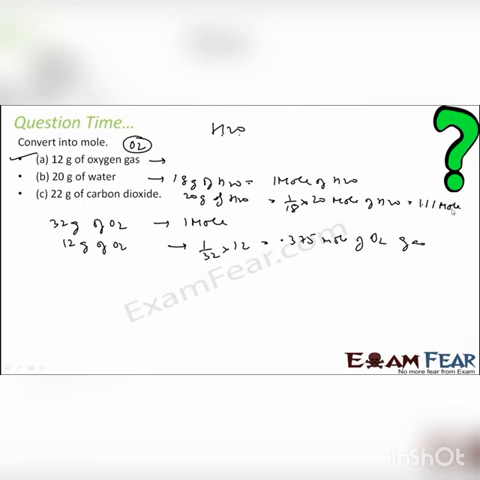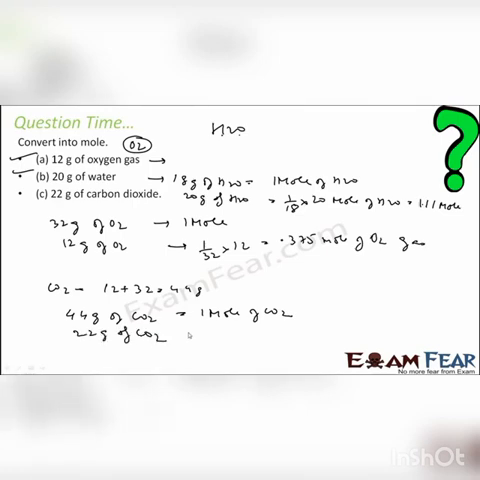And you solve this, this is 1.11 mole. Next is 22 gram of carbon dioxide. Carbon dioxide molecular mass, if you see, carbon is 12 plus 16 into 2, that is 44 gram. That means 44 gram of carbon dioxide is 1 mole of carbon dioxide. So if 44 gram of carbon dioxide is 1 mole of carbon dioxide, then 22 gram of carbon dioxide will be 1 by 44 into 22 mole of carbon dioxide. And this will be 0.5 mole of carbon dioxide.